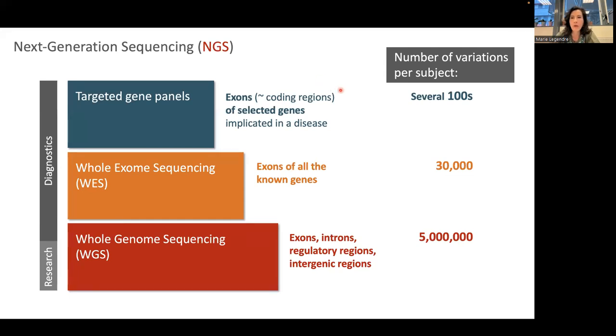As you can see, with a targeted panel, you are going to highlight several hundred variations, both benign and pathogenic variants. That's a lot. It's even worse with whole exome sequencing, because you are going to highlight about 30,000 variations for each individual. And with a whole genome, your output file will have about 5 million variations. So as you understand, the problem is no longer to sequence. The problem is to understand what is benign and what is pathogenic.